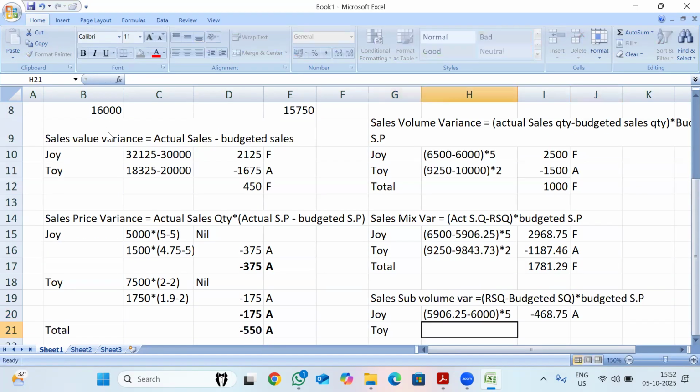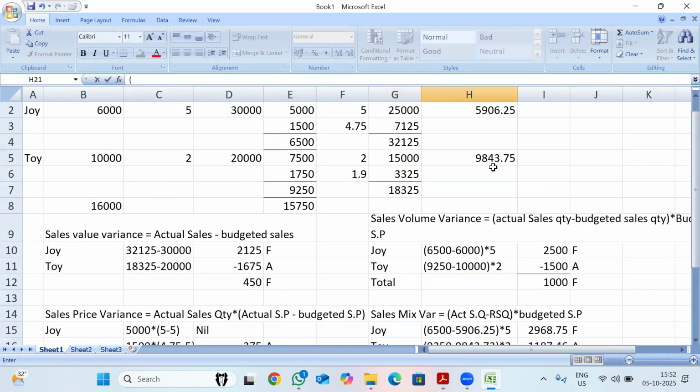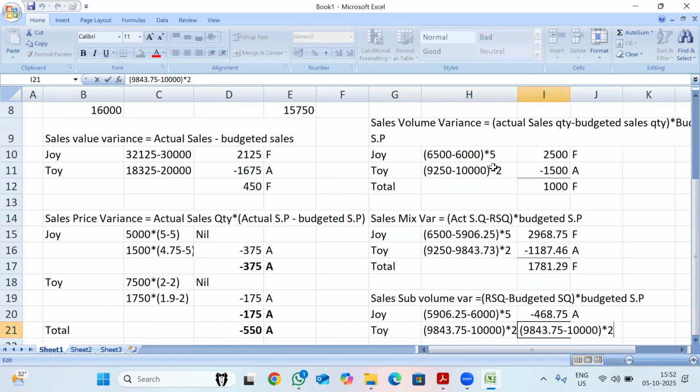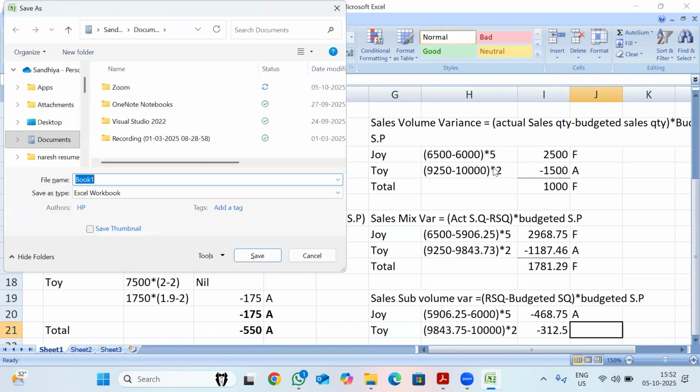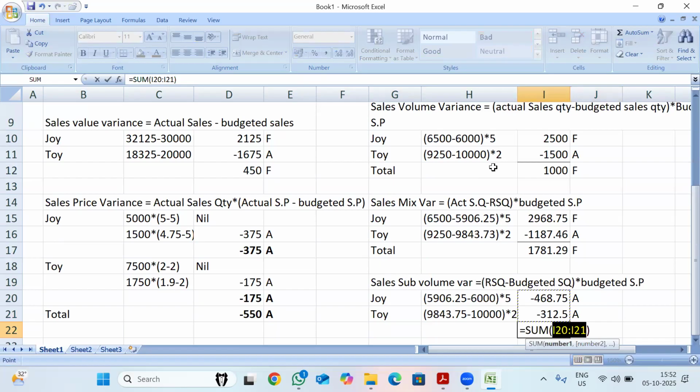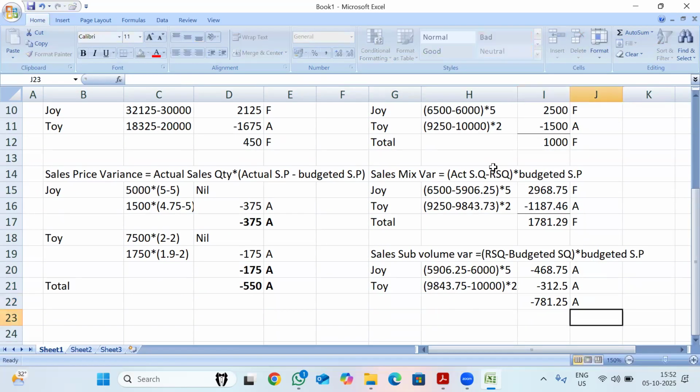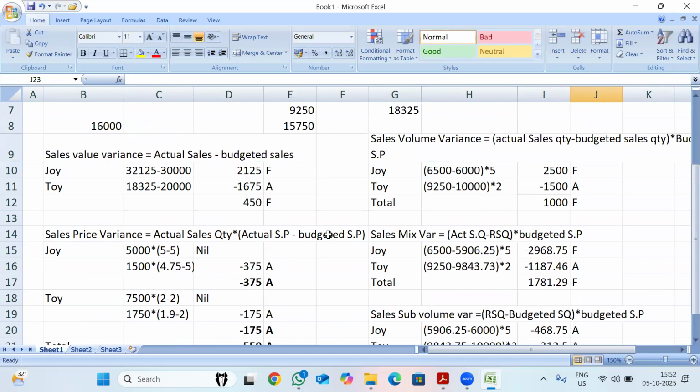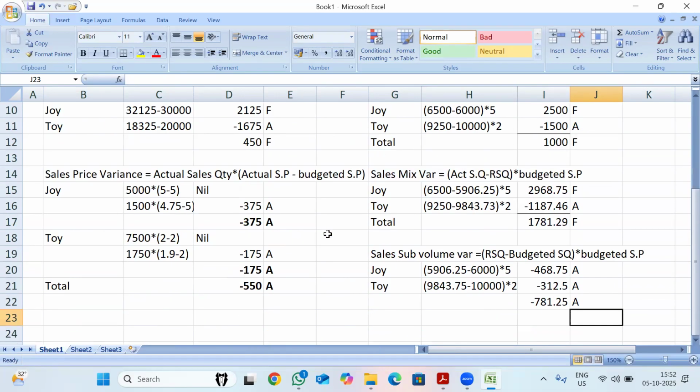Then let's move on to Toy. So RSQ 9843.75 minus my budget 10,000 into budgeted selling price 2. So here also I will be getting an adverse variance, 312.5 adverse. So total is 781.25 adverse. So now here you can cross check whether your calculated variance is coming right or not.